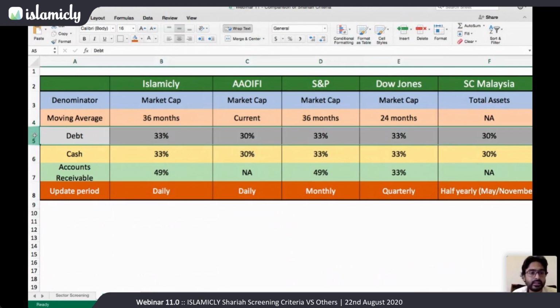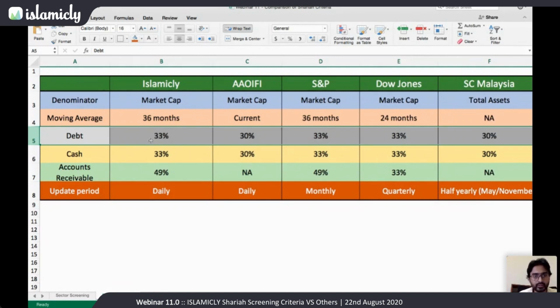Now, what is the numerator? So let's look at the debt. There are three ratios that are usually used across all criteria: debt, cash, and accounts receivables. So the debt ratio, that is the total debt of the company divided by the 36 months average market cap for the company, should be less than 33%. Right? We've given more explanations in the previous webinar. So you can refer to webinar number 10 if you have to understand more about these ratios. This webinar is focused only on the comparison.